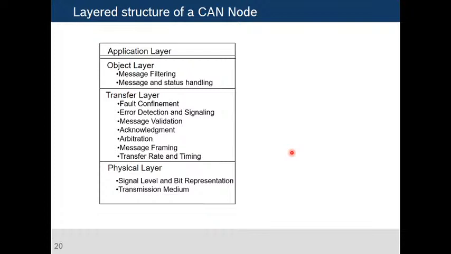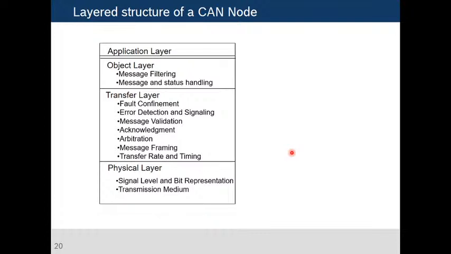Object layer handles message filtering, message and status handling. If you want to receive only particular messages on the CAN side, that is possible on the object layer side. And the transfer layer handles fault and error detection, signaling, message validation, acknowledgement, arbitration. Arbitration is the main concept; we are going to see it in upcoming slides. And message framing, transfer rate and timing are handled on the transfer layer.